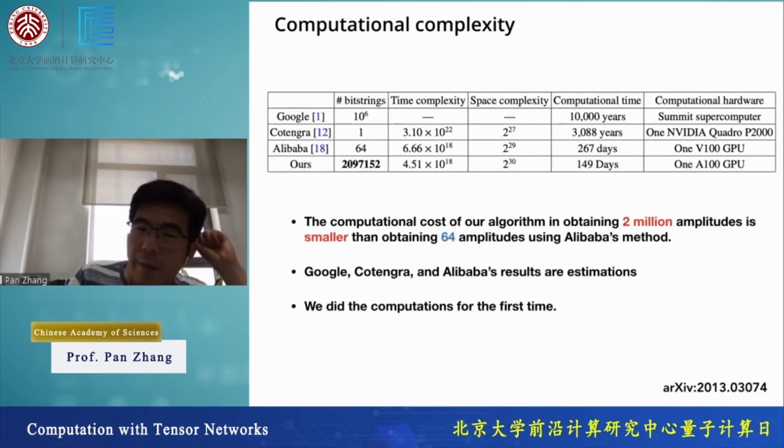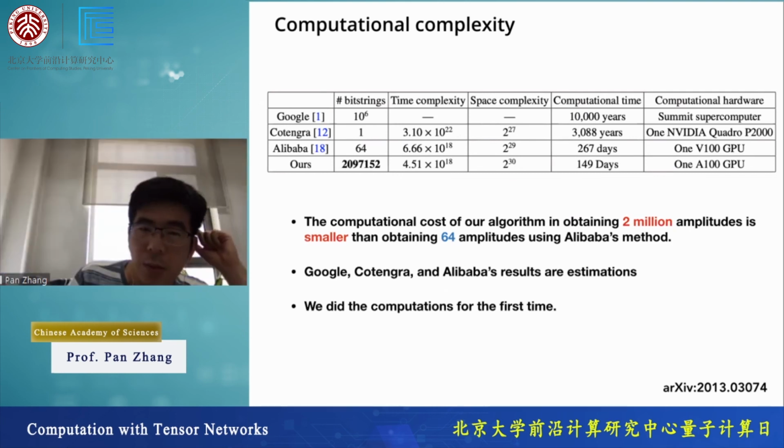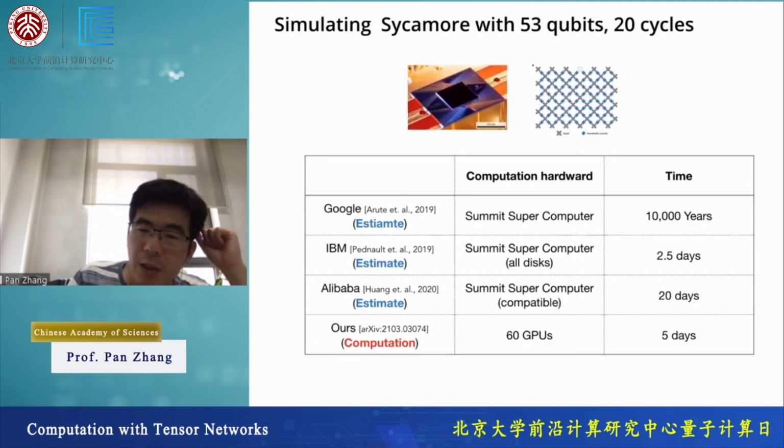All right. So having a look at the complexity, for Google's method the complexity is really huge, so we don't have precise values. For Contangra, the complexity for computing one bit string is about 10 to the power 22. For Alibaba's method, computing 64 bit string amplitudes, the complexity is about 10 to the power 18. For our method, the complexity of computing 2 million bit strings is basically the same as Alibaba's method for computing 64 bit string amplitudes. So this enables us to really do this computation.